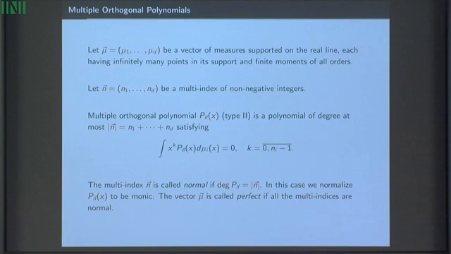As far as the terminology is concerned, if it happens that the degree of this polynomial is exactly the length of n, then the index is called normal. And if the vector of measures mu is such that all indices are normal, these measures are called perfect. There are two general examples of perfect systems of measures.